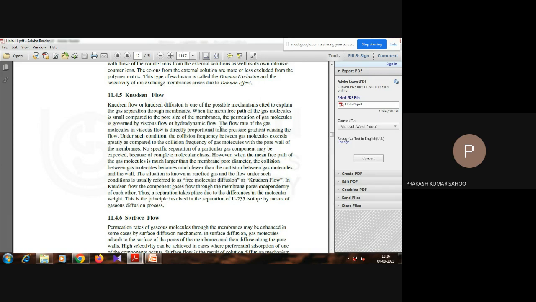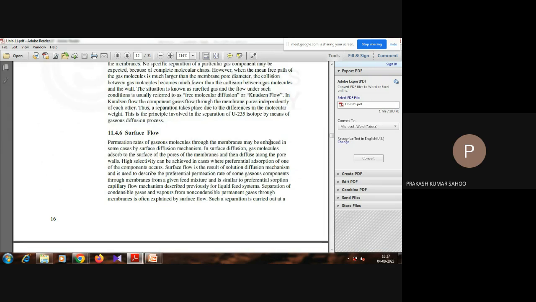So the separation of different gas molecules through a membrane depends upon the pore size of the membrane and the flow of the gas molecules. The flow rate of the gas molecules in viscous flow is directly proportional to the pressure gradient causing the flow. So this type of Knudsen flow is an important factor for the separation of gas samples or gas separation through membrane.